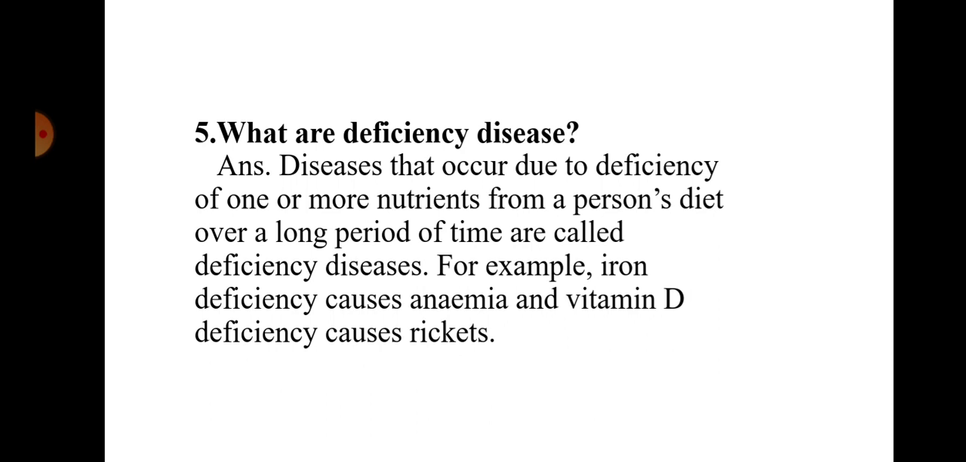Okay. Diseases that occur due to deficiency of one or more nutrients from a person's diet over a long period of time are called deficiency diseases. For example, iron deficiency causes anemia and vitamin D deficiency causes rickets. Okay. So students, all of you write the question and answer neatly and clearly. Okay. Study well.